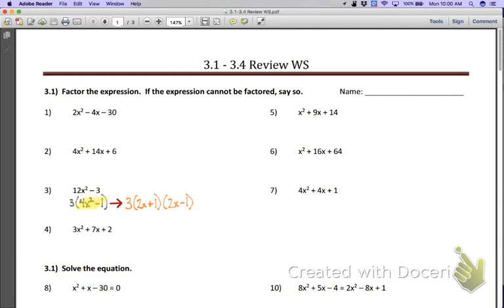Okay? So anytime that I have 2 parts, always look first to see if I can factor out a greatest common factor, and then go from there.